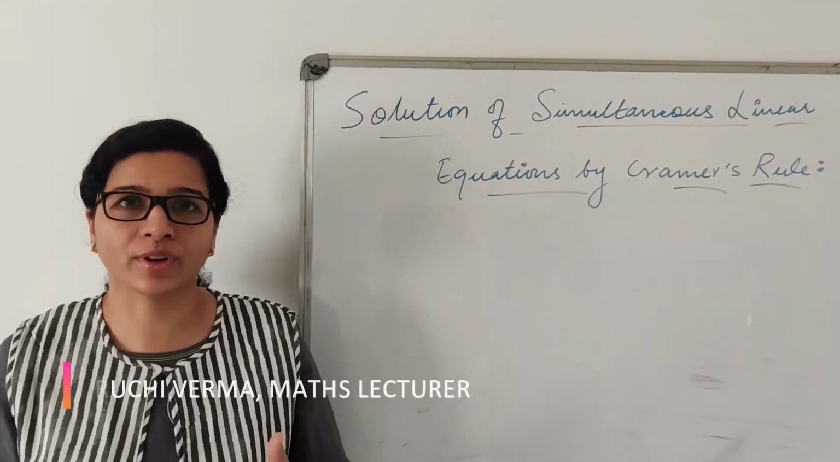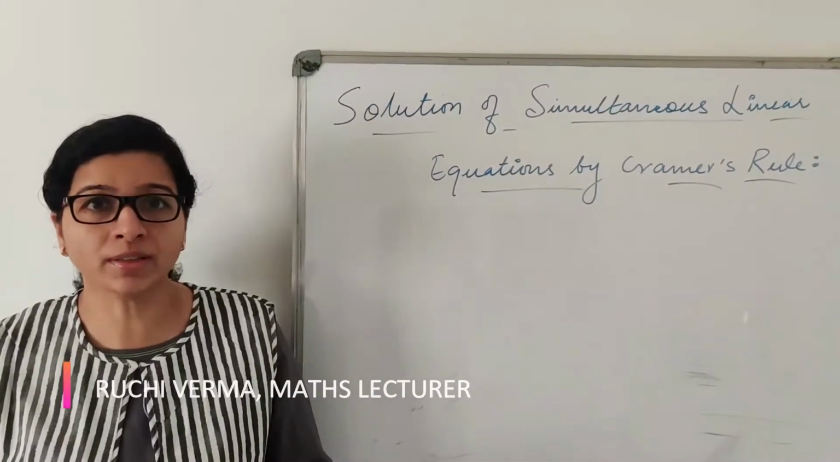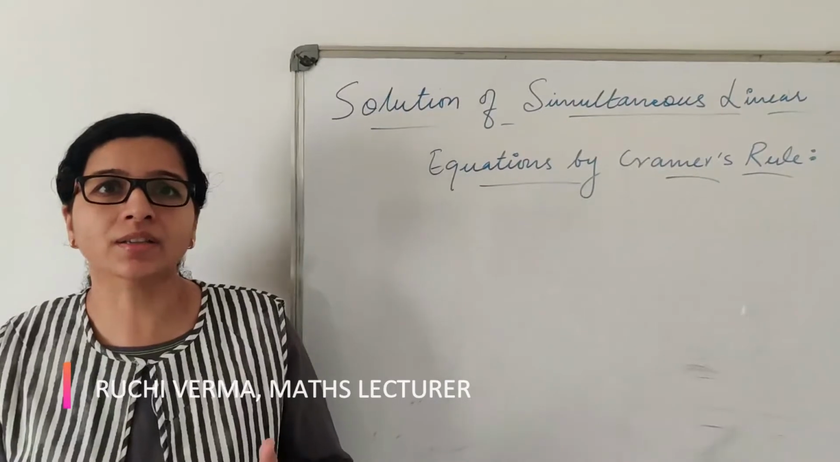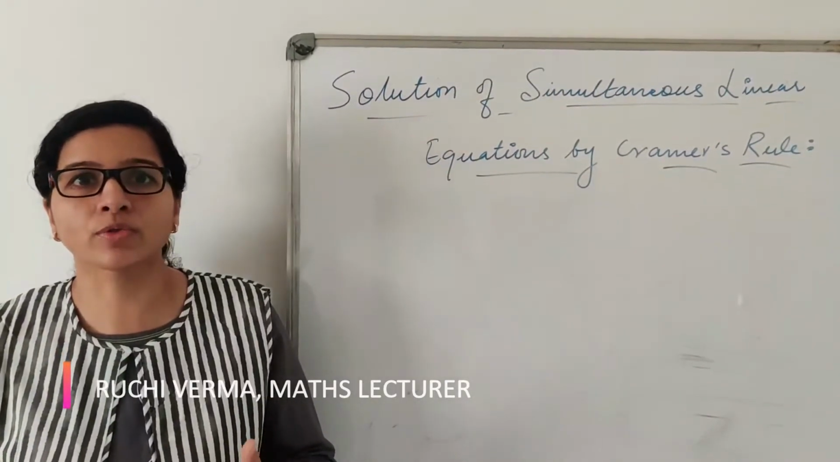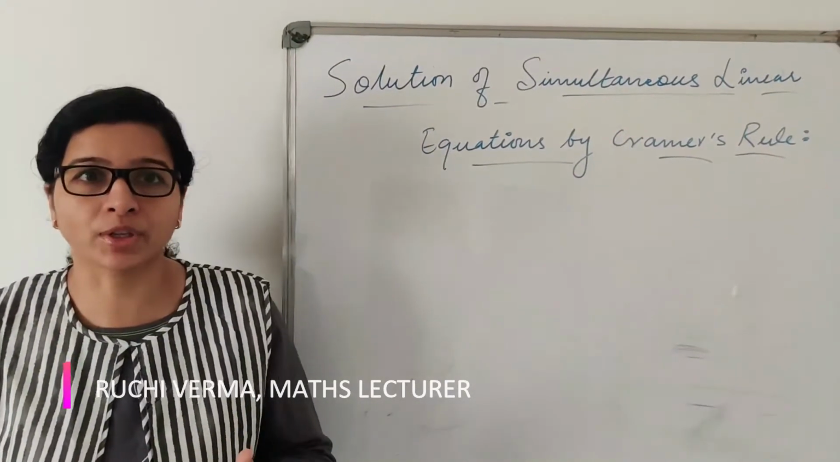Hello viewers, today I have come up with another application of determinants. So what is that application? That is the solution of the simultaneous equation of 2 or 3 unknowns using Cramer's rule.